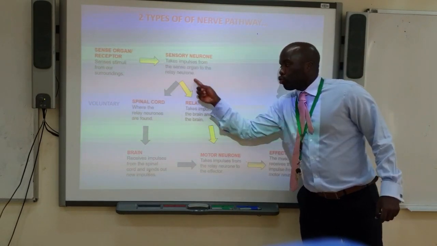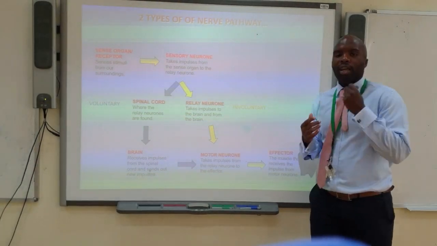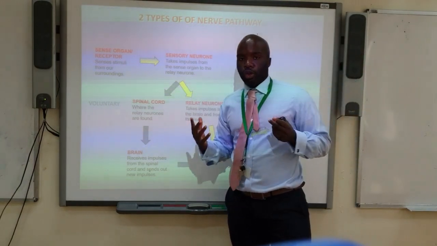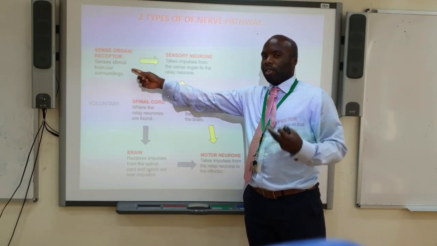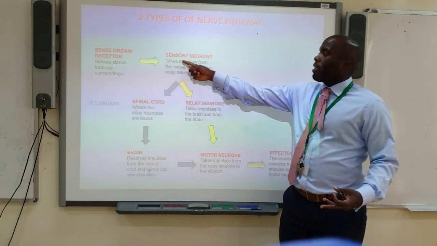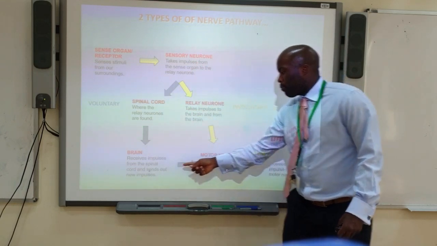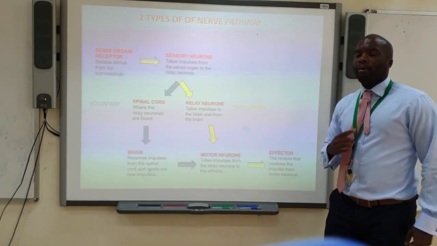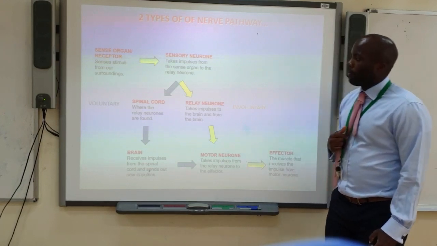This is an involuntary pathway, guys. We do not think about it. If I was to touch something, I wouldn't think about it. It would happen automatically. If it was a voluntary response, guys, we would have our sense organs, our receptors. The signal will go from our sensory neuron to our spinal cord, to our brain for processing, to our motor neuron, then to our effector. But luckily, if we're in danger, we don't have to think about it.